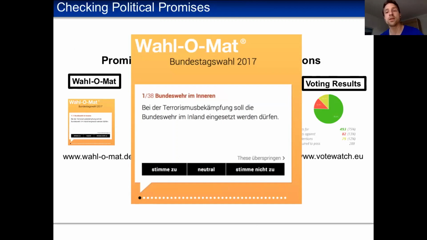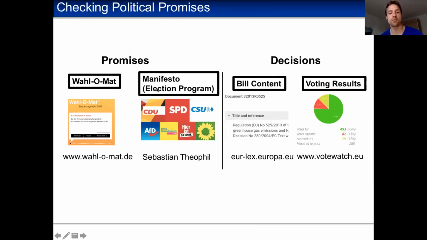But the important thing here is actually that these parties, in even their manifestos, the election programs, make these promises, and later you have bills in the European Parliament that are being passed, that are being voted upon, and the question is, is there a match? Can we hold these parties that are being elected accountable? And so there are different data sets. One is this big one, of course, which contains all the bills from the last 50 years.